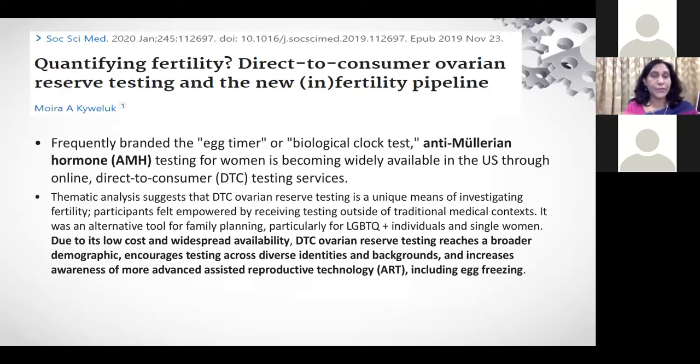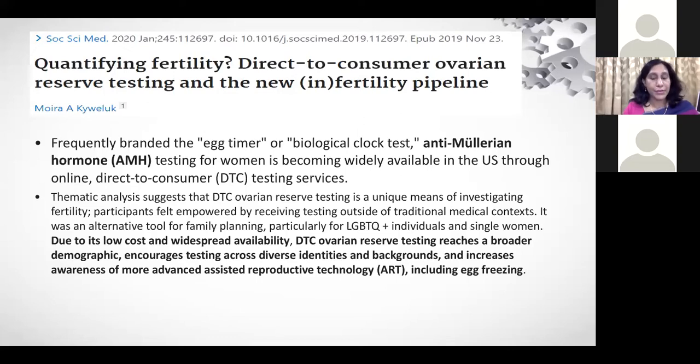So quantifying fertility is very important, and it has become a direct to customer testing service. This is a study from the US where they found that it is frequently branded as an egg timer or biological clock test, and women are finding it very easy to use. They can go direct to customer testing. They don't even need to report to the gynecologist or normal physician. Very convenient. This can be used even for single women and as an alternative tool for family planning, particularly for LGBTQ groups and any individual.